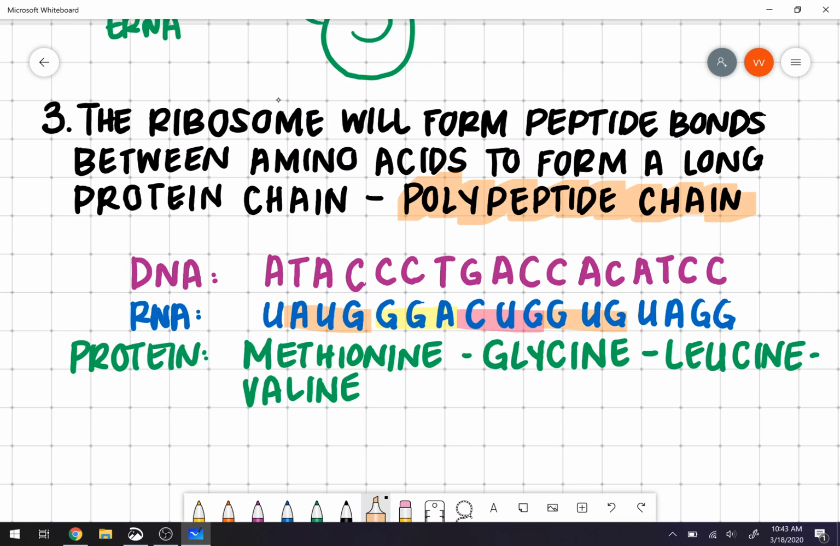And then UAG is the last codon, right? UAG is a stop codon, so that's our amino acid chain, okay? Or that's our polypeptide chain, and that would be what our protein would look like if we were to transcribe and translate this particular DNA sequence.